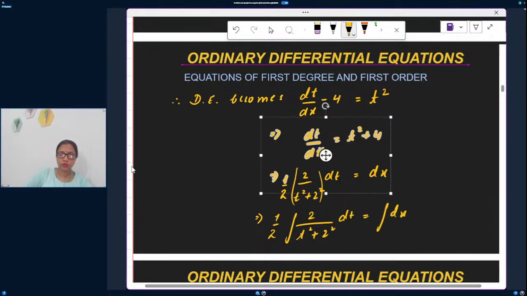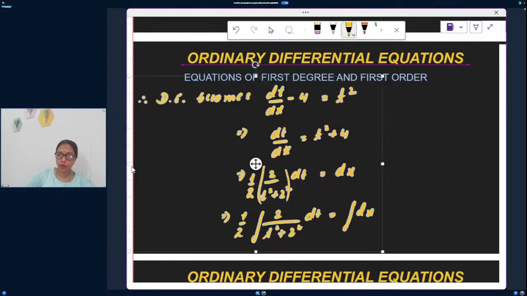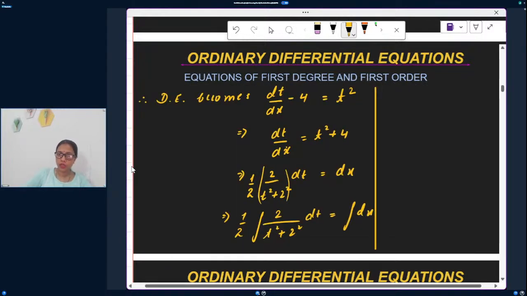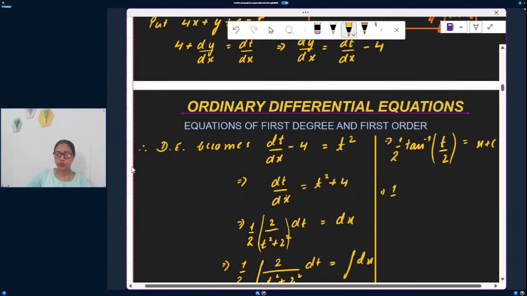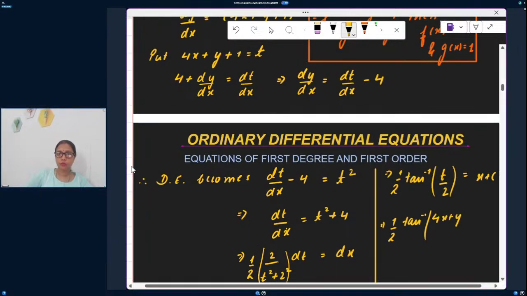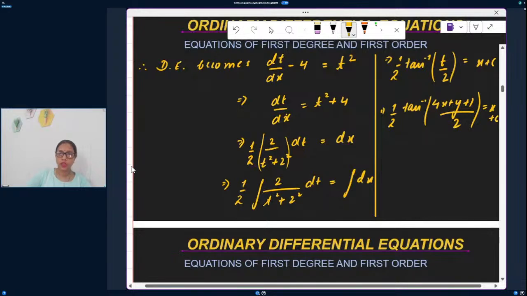This gives us 1 by 2 tan inverse t by 2 is equal to x plus c. Substitute the value of t. Therefore, 1 by 2 tan inverse of (4x plus y plus 1) upon 2 is equal to x plus c. That is your answer. Next.